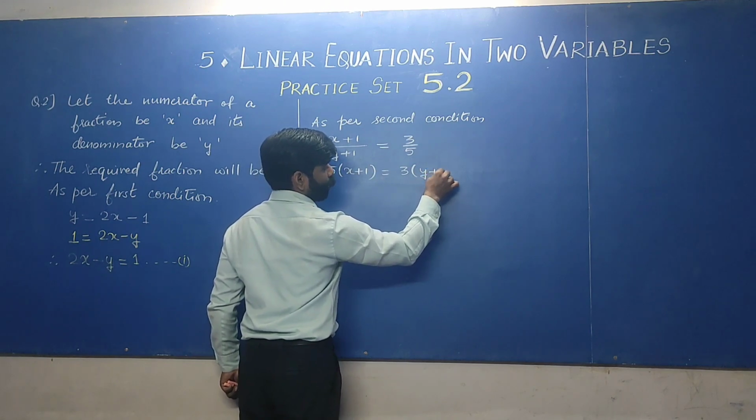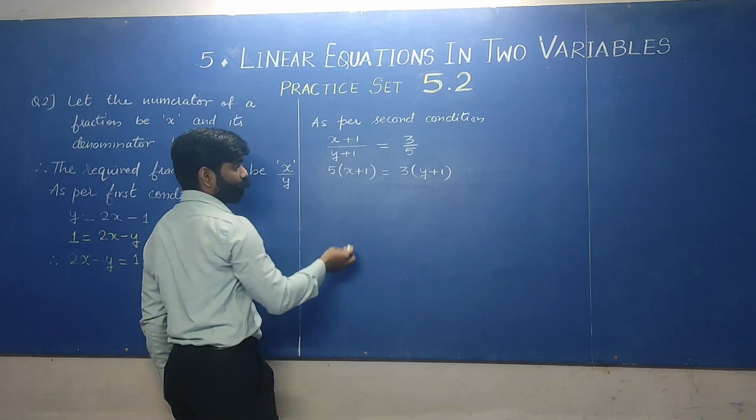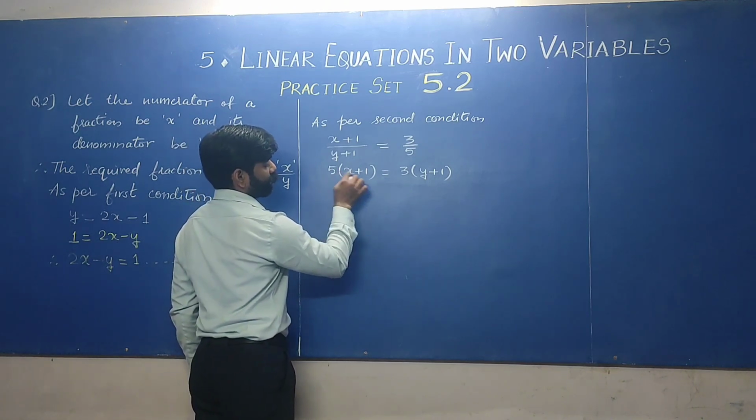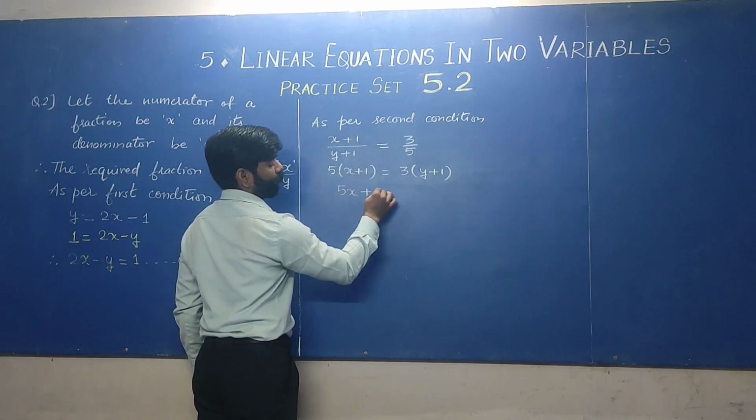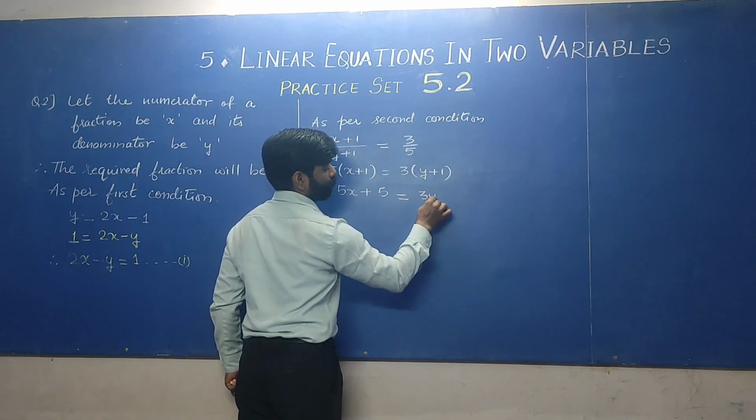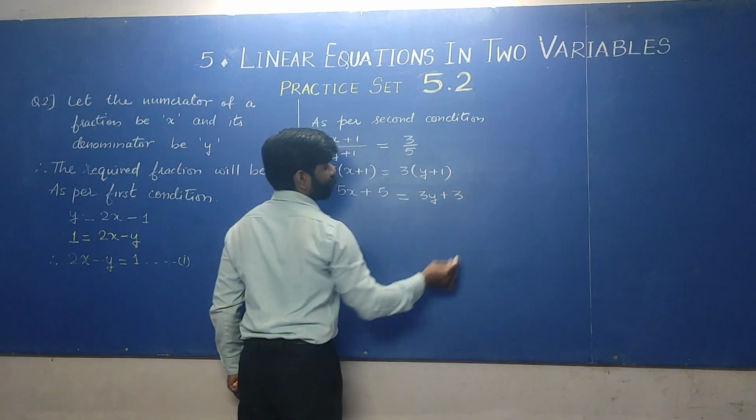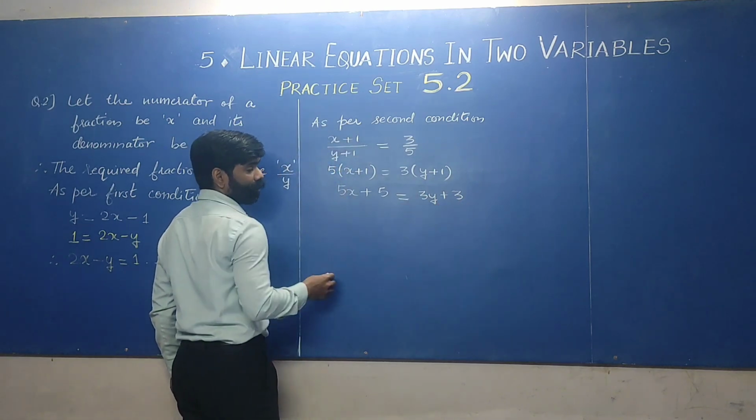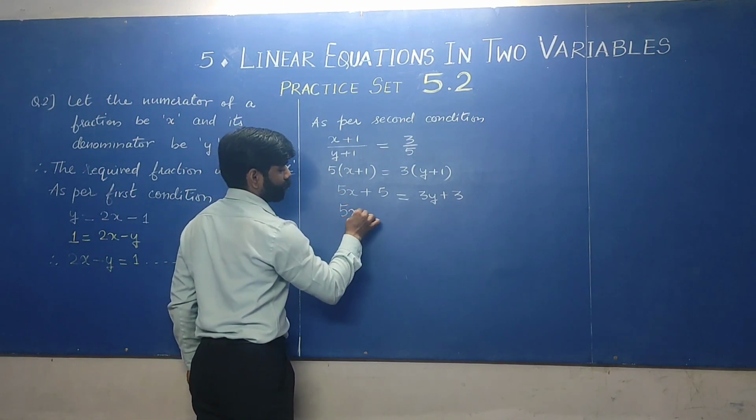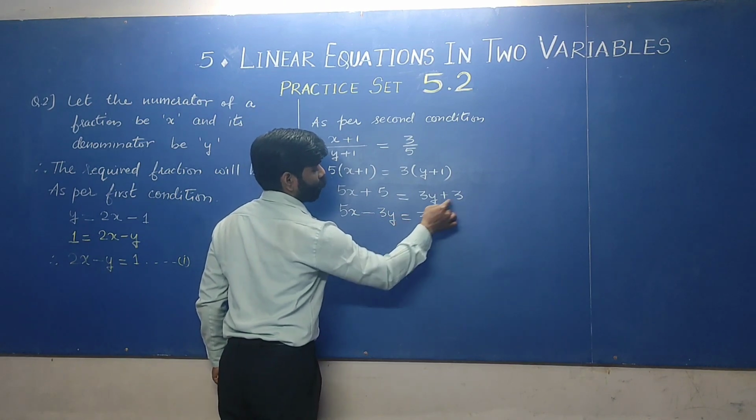What we are doing here, students? We are cross multiplying. You might have studied this before also. So 5 multiplied by x is 5x plus 5 multiplied by 1 is 5 is equals to 3 multiplied by y is 3y plus 3 multiplied by 1 is 3. So we are going to take the variable terms on left hand side and the constant term to the right hand side. We will get 5x minus 3y is equals to 3 was here only.